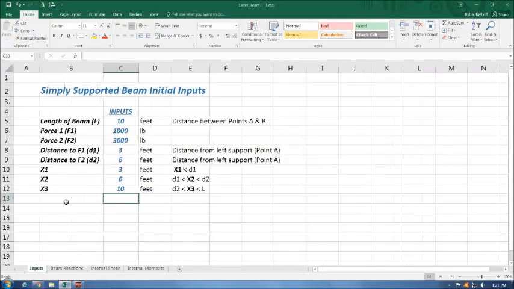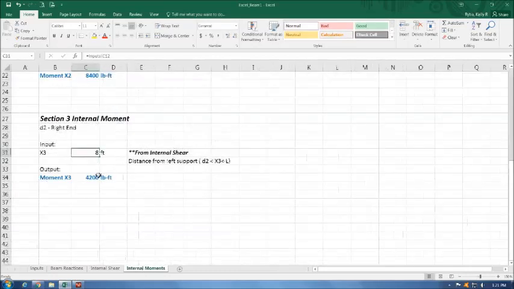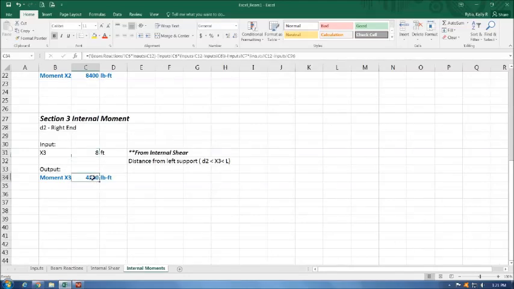So I'm going to go back to my inputs for X3. I'm going to put in 8. And that's going to be 4,200 on its way to get there. Okay? Now, let's look at the equation.